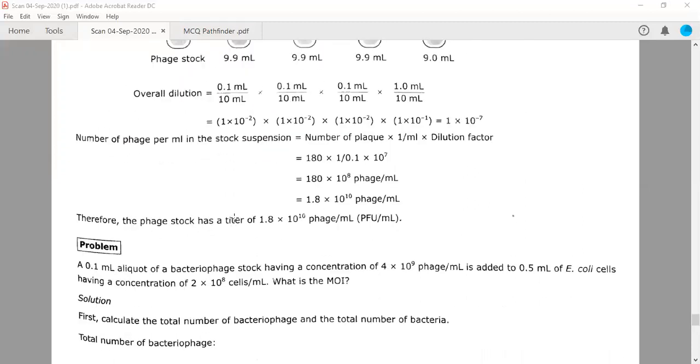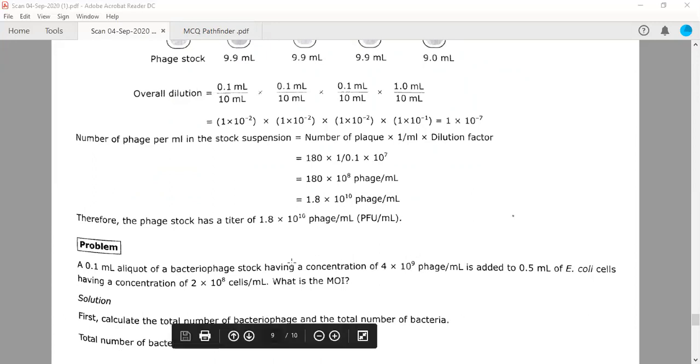Now, there is a second problem, which is the second type. 0.1 ml of Escherichia coli bacteriophage stock having a concentration of 4 into 10 power 9 is taken, and 2.5 ml of E. coli cells having a concentration given on this are added. So what will be the multiplicity of infection?